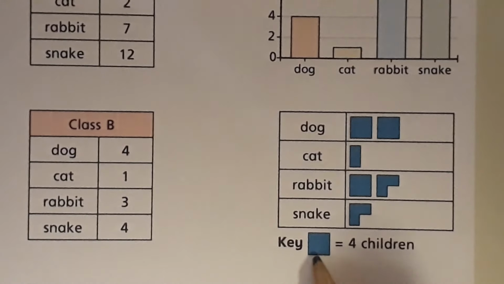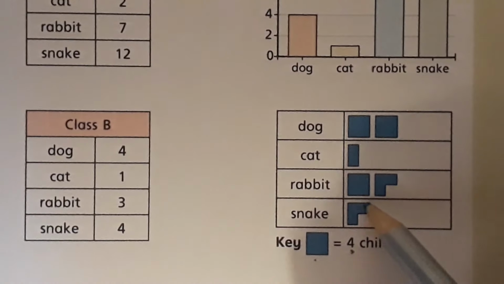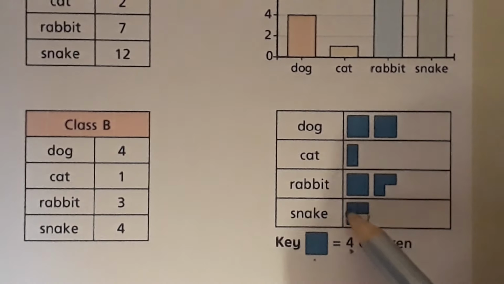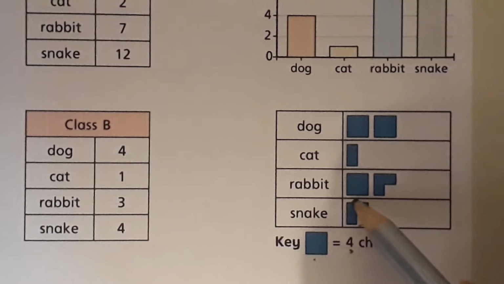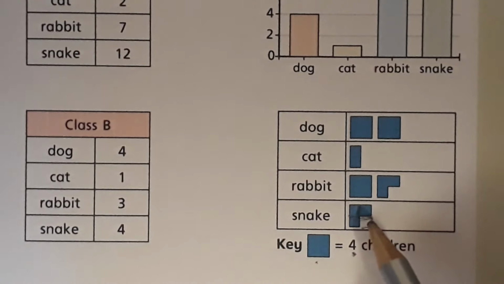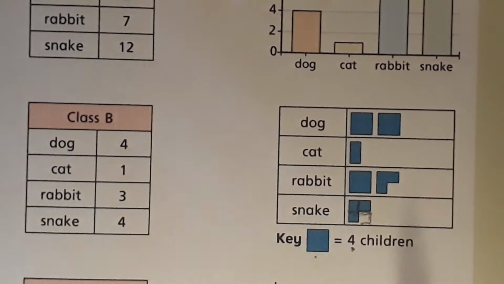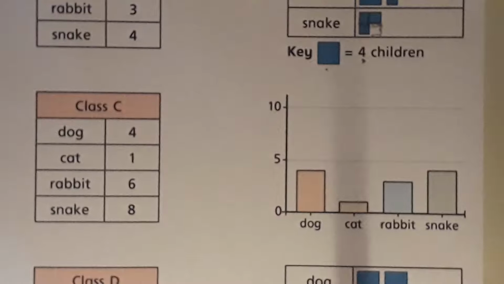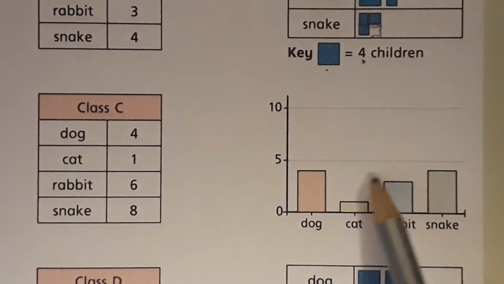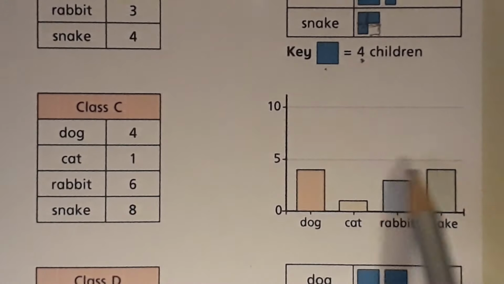Here we've got that key. A square represents four children. So if you have a shape like this, where a quarter has been taken away, what will that shape represent? The big square would be made up of four small squares. It's a quarter, so you would have one, two, three. Three of the quarters. So this shape must represent three children. Let's have a look quickly. This axis is going up in fives, but none of these columns actually get to five, so they've all got to be less than five.